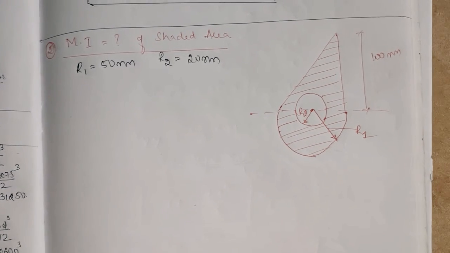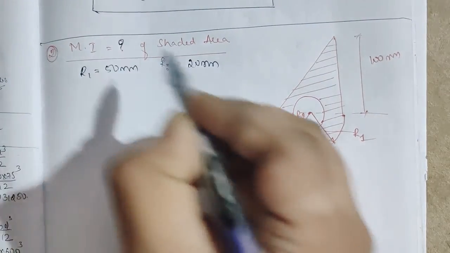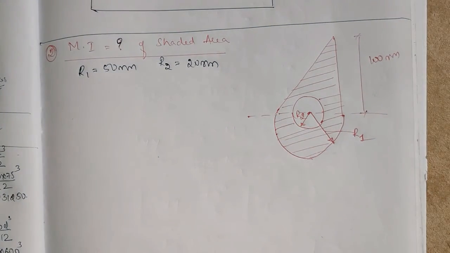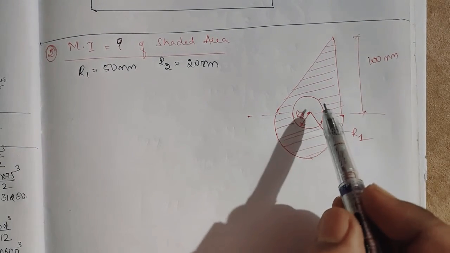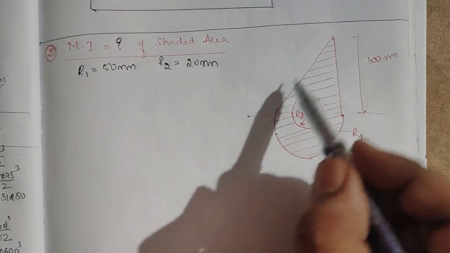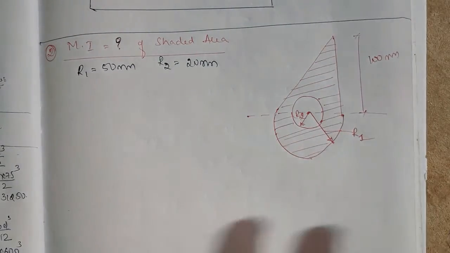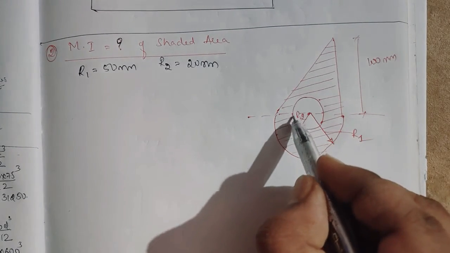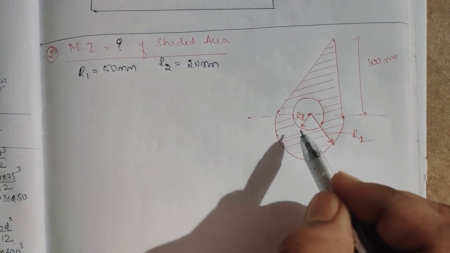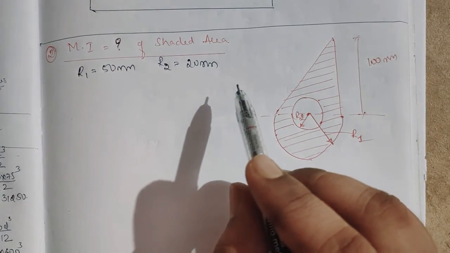So the second problem is we have to find the moment of inertia of the shaded area. So we have to find the moment of inertia only for the shaded area. What we will do is consider the full area, find the value for the full area, and subtract the value of this circle from that total, so that we can get the moment of inertia of the shaded area.